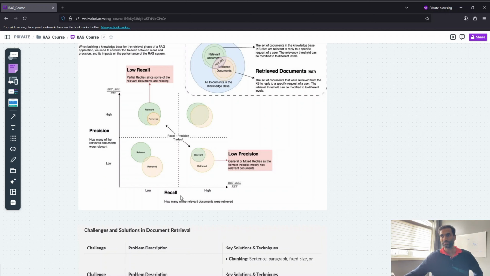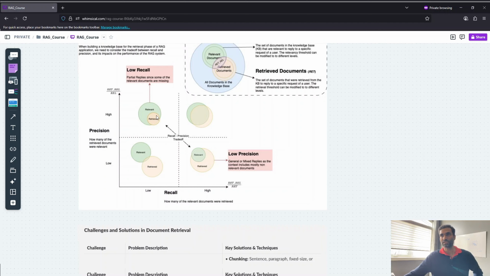And here you can see that the recall is higher. It retrieved most of the documents which are relevant. So why is it low precision? Because the context includes mostly non-relevant documents, giving general or mixed replies. Apart from the relevant documents, it also retrieved documents not related to the actual context. Because of that you will also get wrong or less accurate answers. So this is the recall and precision trade-off.